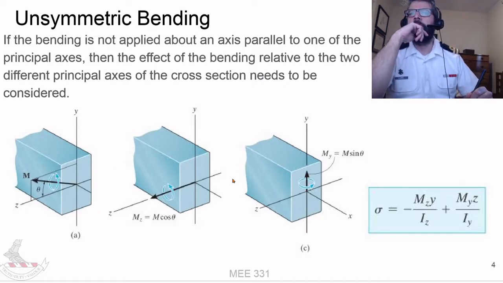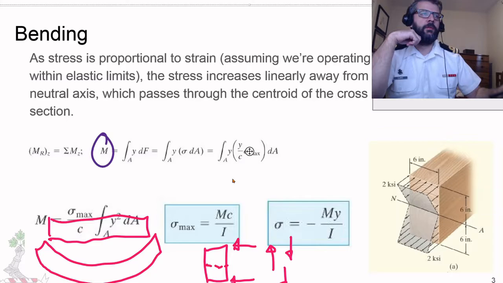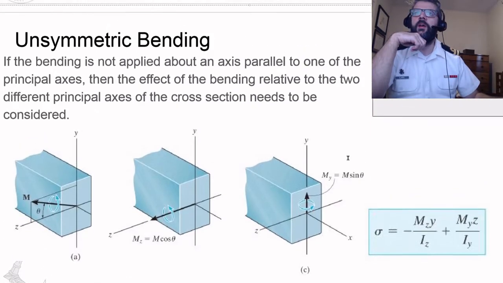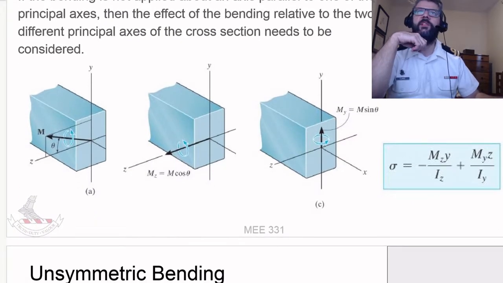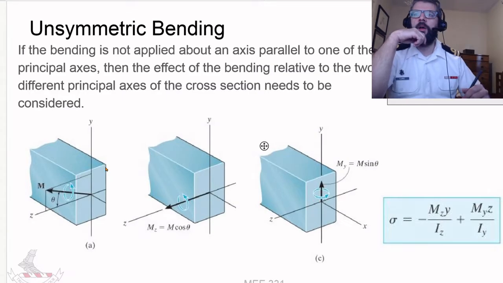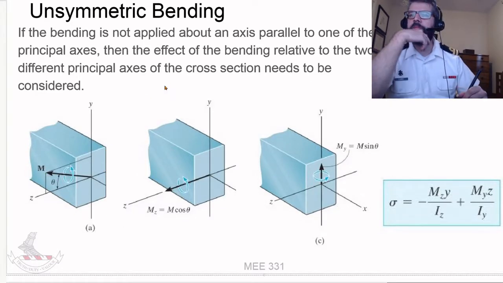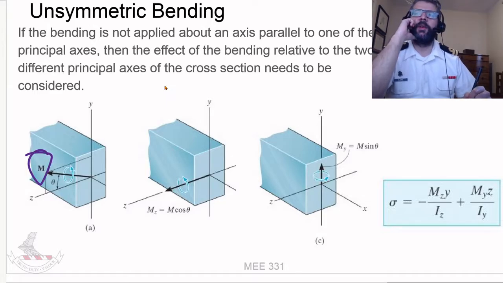So here we're applying a moment about some axis that is offset from this z-axis here by this angle theta. So we've got that angle theta there. What we can do is break this moment up into its components: a component that's parallel to the z-axis here and a component that's parallel to the y-axis here.